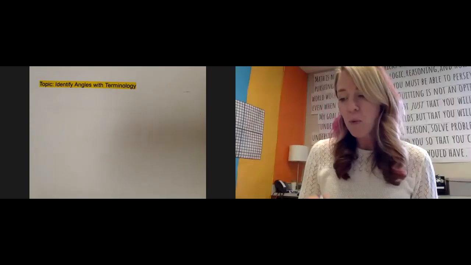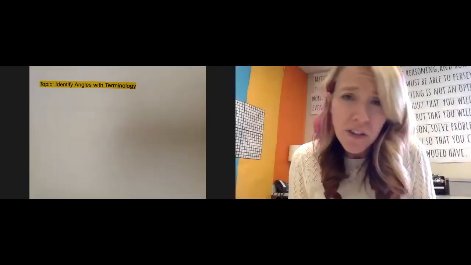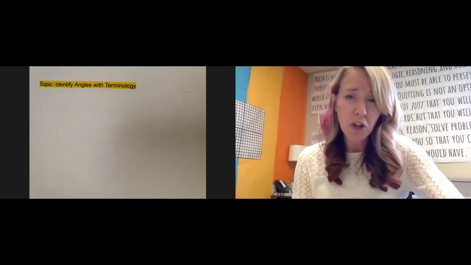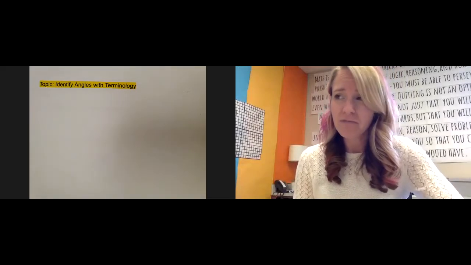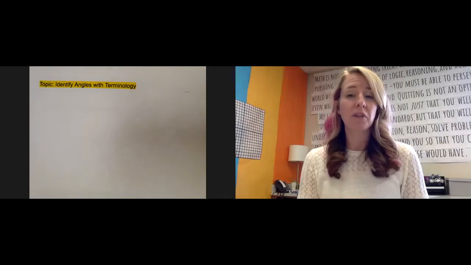For this Delta Math topic, we are doing identify angles with terminology. Because you got to know terminology if you're going to talk about stuff. If you're going to sound like you know what you're doing, you have to know the vocab. So basically, there's a couple terms when we're dealing with angles.